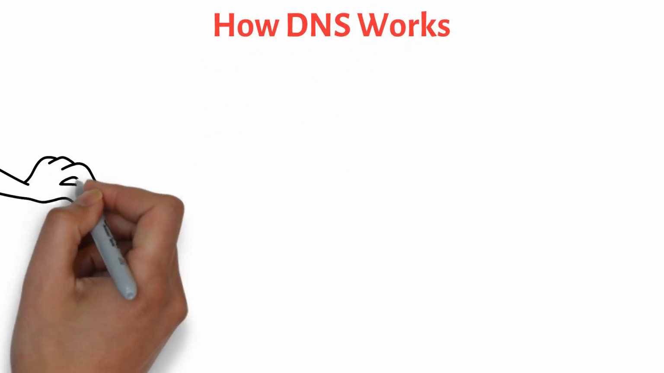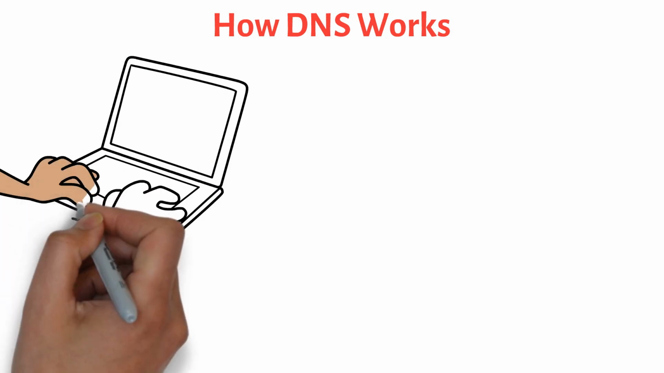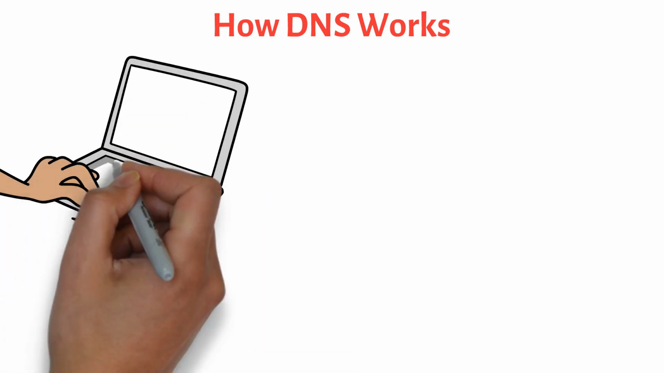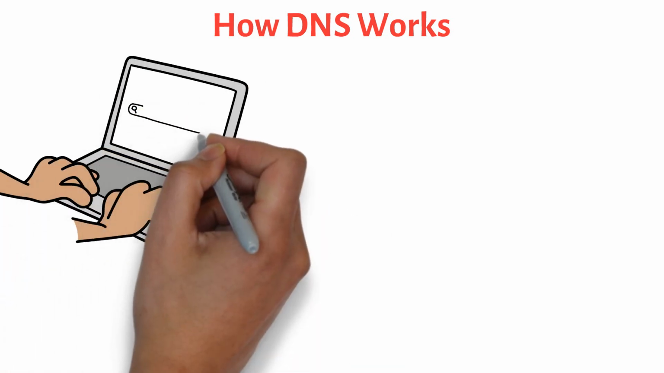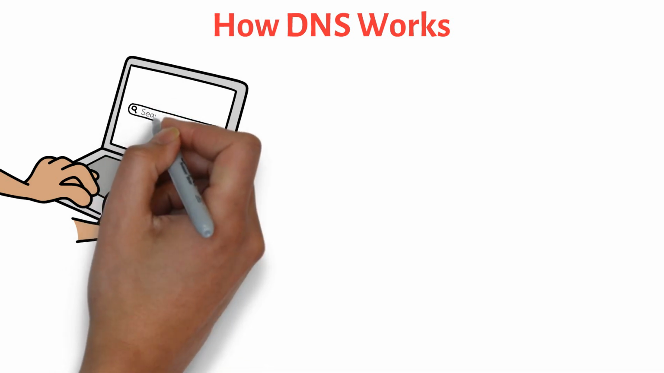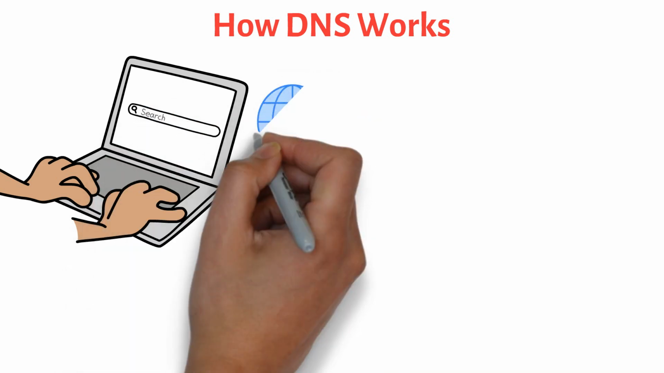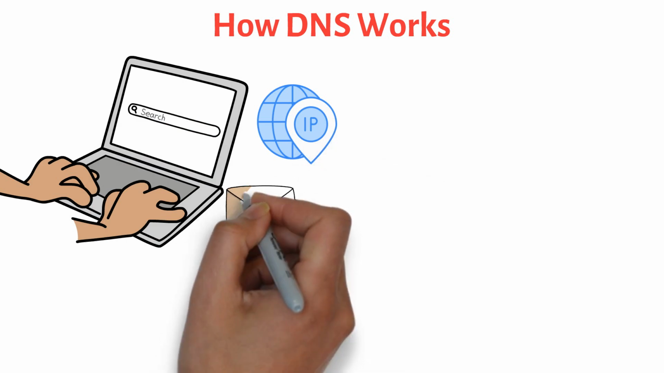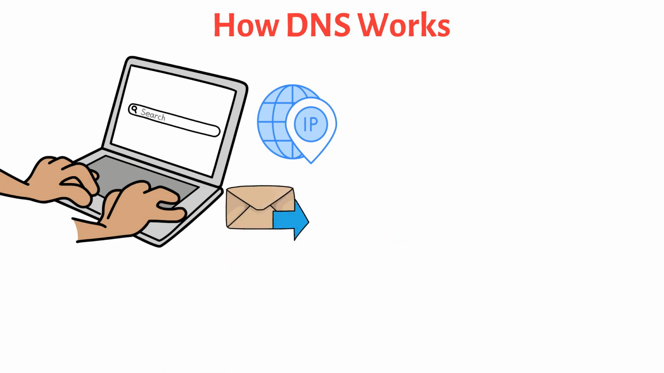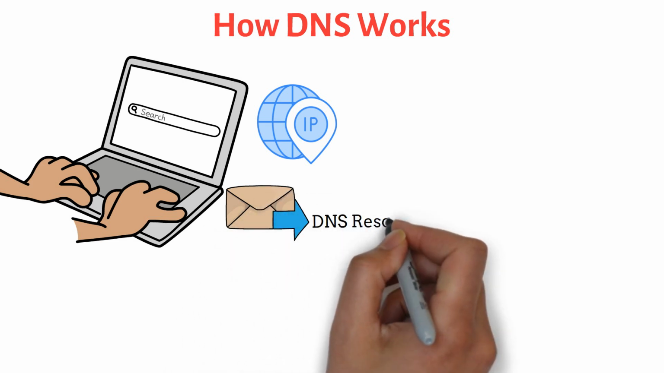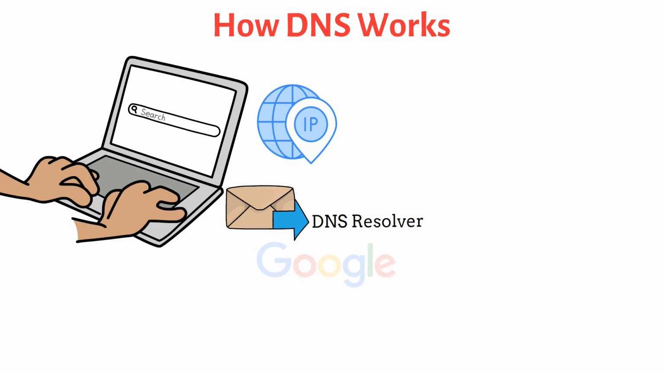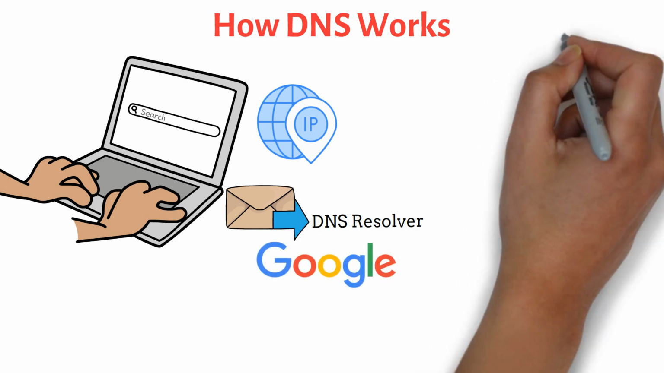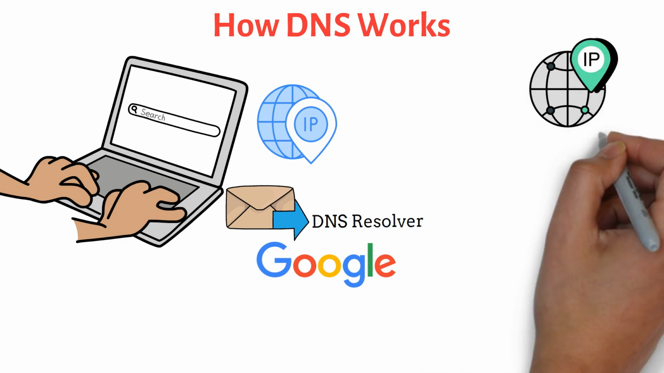Now, let's break down how DNS actually works, step by step. It all starts when you type a URL into your browser. Let's say you type www.example.com. Your computer doesn't immediately know where to find the website. It needs the IP address first. So, it sends a request or query to a DNS resolver. This is often managed by your internet service provider or a public DNS service like Google DNS.